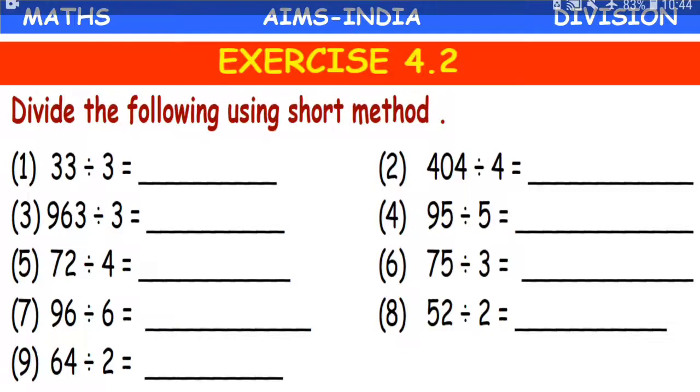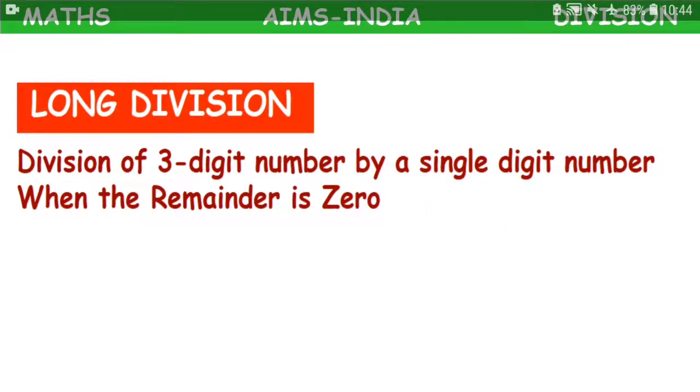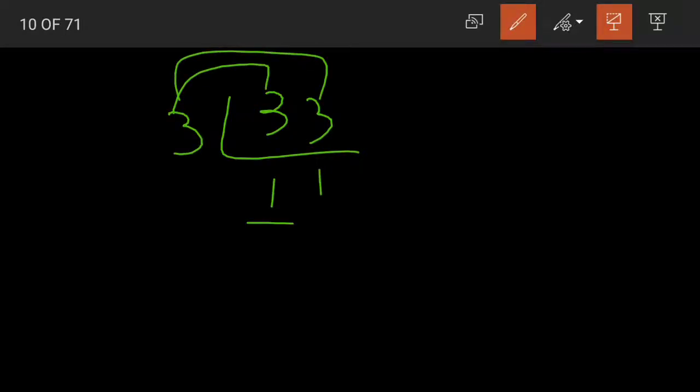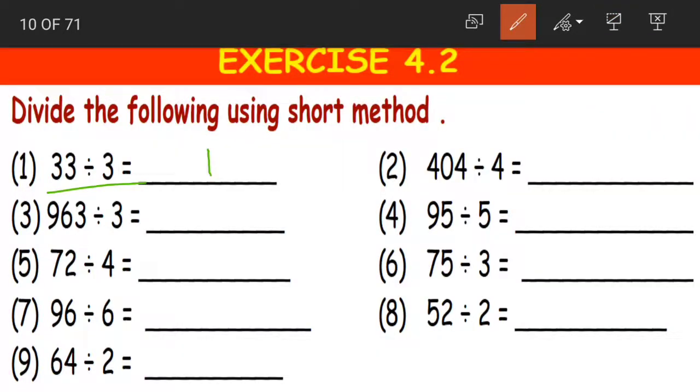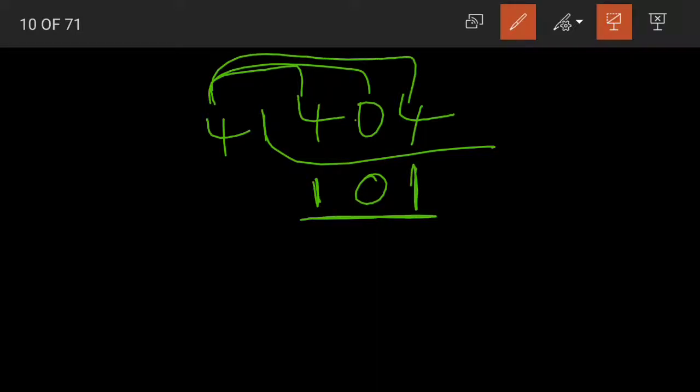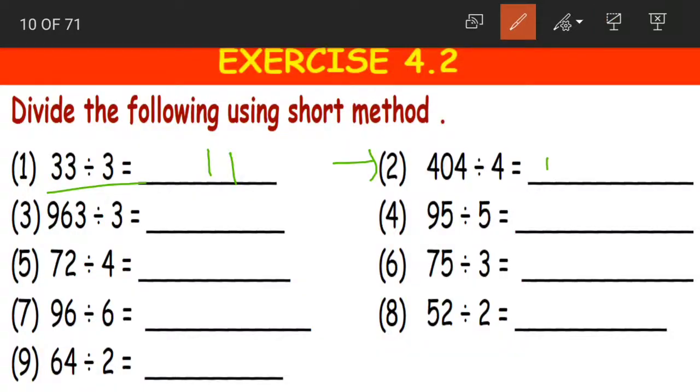We have an exercise, so let us solve some short division problems so that it will be clear for us. First, 33 by 3. 3 ones are 3, 3 ones are 3. So what is our answer? 11. Very simple, right? Next, question number 2. 404 divided by 4. We know that 4 ones are 4. And when does 0 come? 4 zeros are 0. And again, when does 4 come? 4 ones are 4. So 404 divided by 4 is 101.